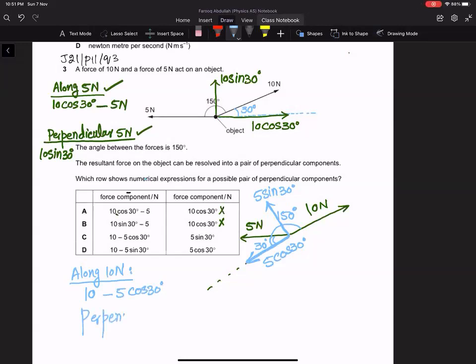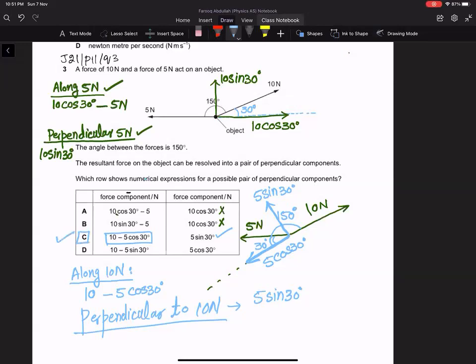And perpendicular to 10 Newton, we have 5 sine of 30. So here we have 5 sine 30, and with that we have 10 minus 5 cos of 30, which is quite workable. So the option is option C.